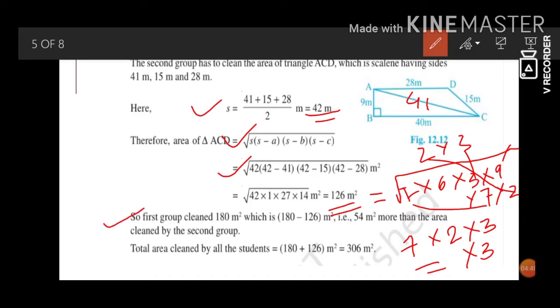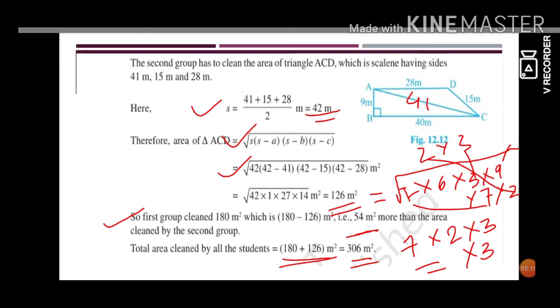So our answer will be the first group cleaned 180 meters square, which is 54 meters square more than the area cleaned by the second group. And for the total area that was cleaned, we need to add the two areas. So 180 plus 126 is 306 meters square, which is the total area cleaned by both the groups. So this is example number 2.